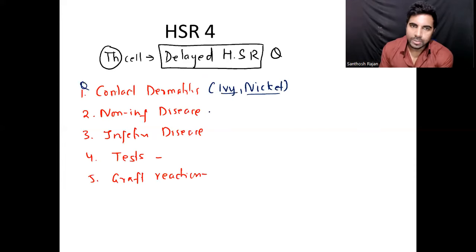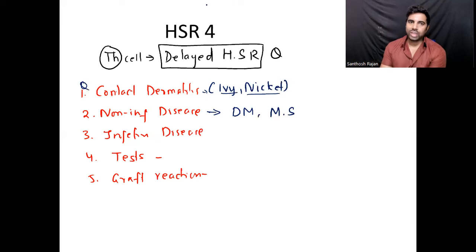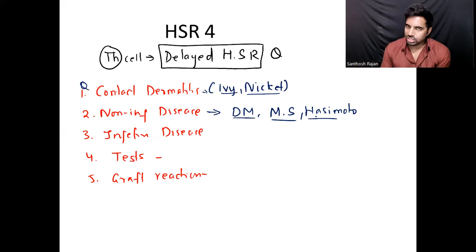Non-infectious, if you talk about the diseases which are left out now, you can talk about diabetes mellitus and multiple sclerosis. Okay, these things come under the non-infectious. Even Hashimoto, it's autoimmune. So diabetes mellitus, multiple sclerosis, Hashimoto, these things come in the non-infectious diseases.